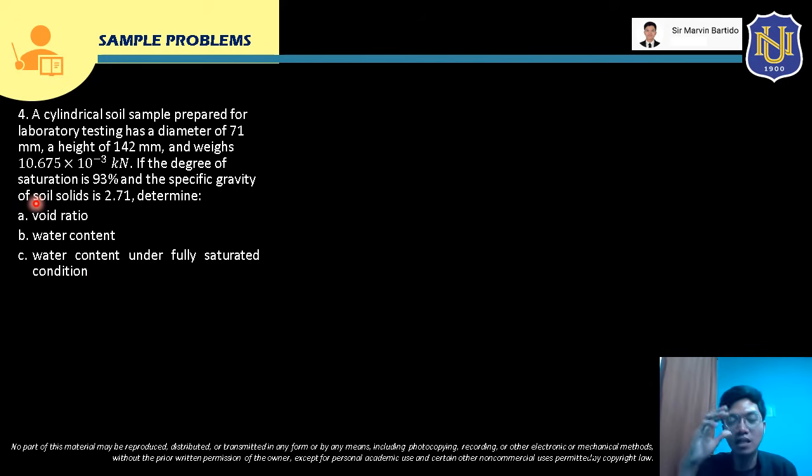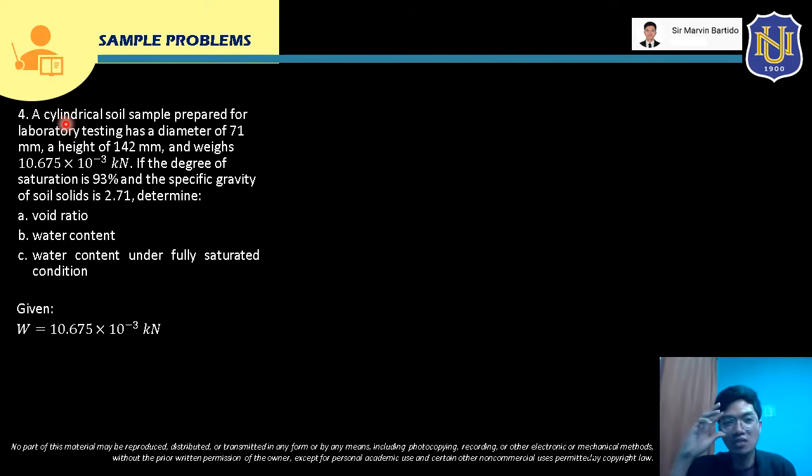So, to make it easier to solve these, let's break down the givens, class. The given weight of our soil sample is 10.675 times 10 raised to negative 3 kilonewton. Basically, this is the total weight, the weight of the soil solids plus the water, if there is any water content. The soil sample is placed in a cylindrical container.